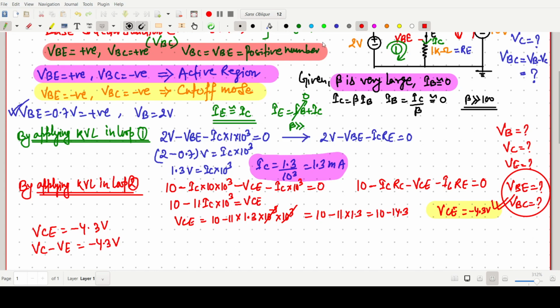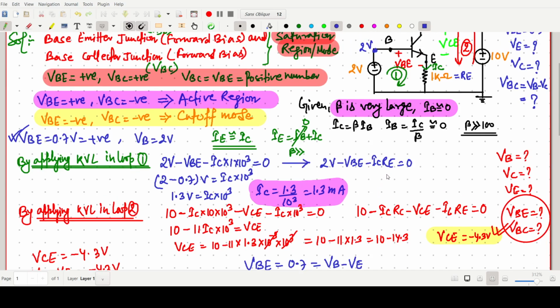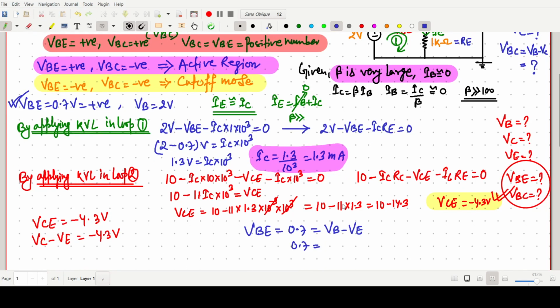We can easily say VBE equals 0.7 volt. This is nothing but simply VB minus VE. VB is our 2 volt; we clearly see this voltage is 2 volt. So VB is 2 volt minus VE, so VE we can write as 2 minus 0.7. So it should be 1.3 volt.